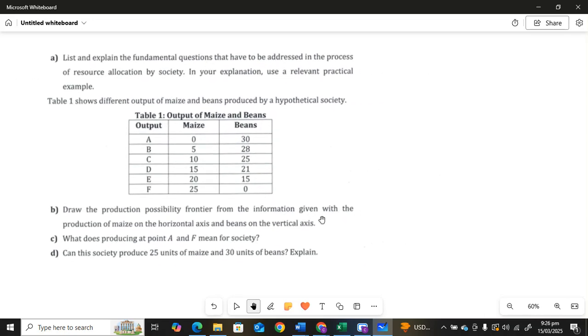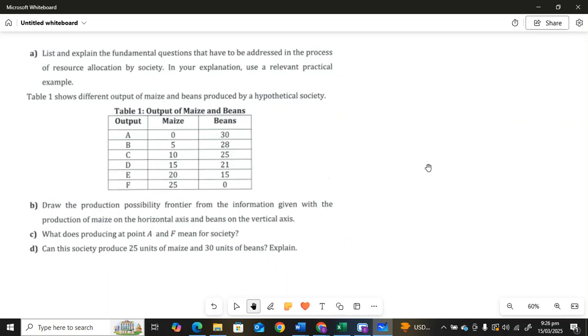Okay, colleagues, I remember in our introductory class, we looked at what a PPF curve is, a production possibility frontier curve. Does anyone remember what a production possibility frontier curve is?